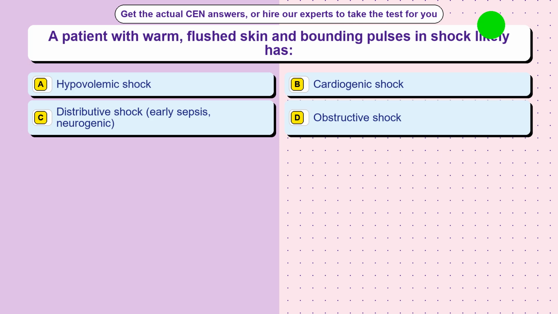Question 69. A patient with warm, flushed skin and bounding pulses in shock likely has Option A, hypovolemic shock. Option B, cardiogenic shock. Option C, distributive shock, early sepsis, neurogenic. Option D, obstructive shock.